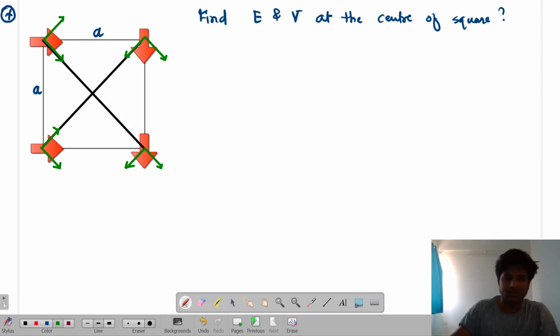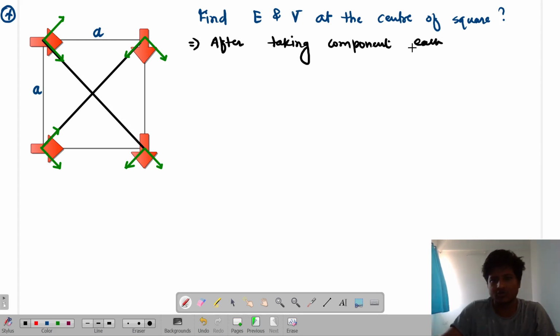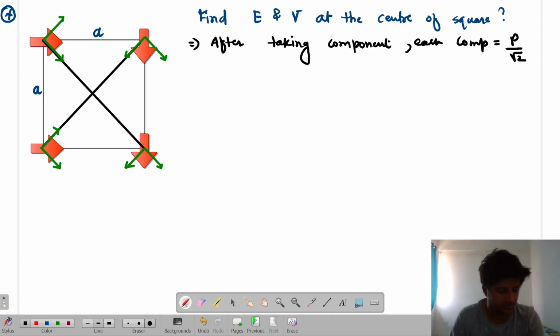So now look over here. If I consider after taking components, all of them make an angle of 45 degrees with the side, isn't it? So after taking components, each component is how much? P by root 2. Each component is how much? P by root 2. So look over here, it will be P by root 2, or not?